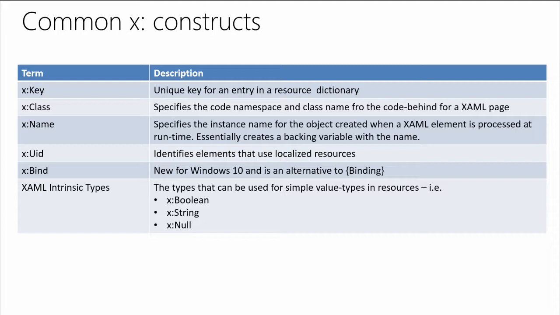Yeah, so for example, if you had a grid control on your page and you gave it an x:Name of myGrid, then in the code behind you would be able to go myGrid dot, and that would give you the instance properties and methods associated with the Grid class. That's right. And so keep on going there.